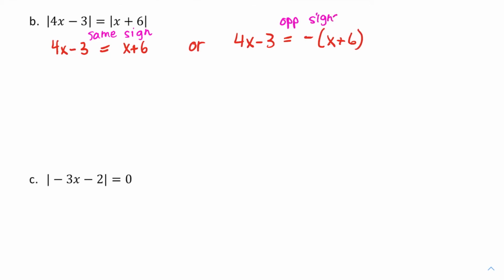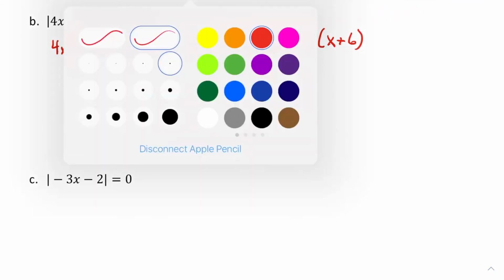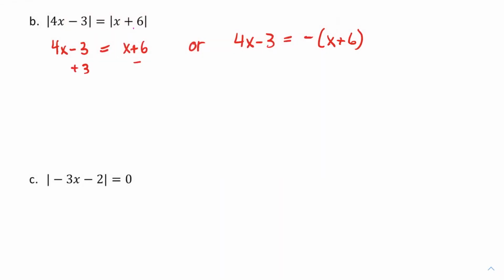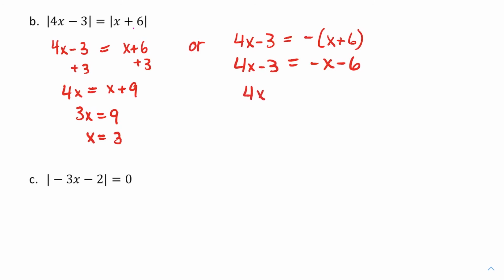Say, think about a number like absolute value of 9 would equal the absolute value of 9, or absolute value of 9 would equal absolute value of negative 9. You could put that negative on the other side and have negative times 4x minus 3 instead of negative on the right side with x plus 6. If you solve each of those individually, you're going to get x equals 3, and then distributing my negative and solving my other one, you're going to end up with 4x equals negative x minus 3, which gives you 5x equals negative 3, and x equals negative 3 over 5.